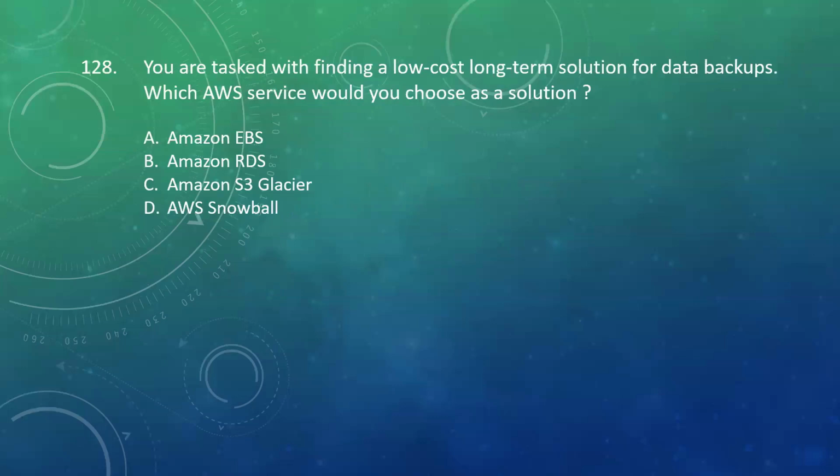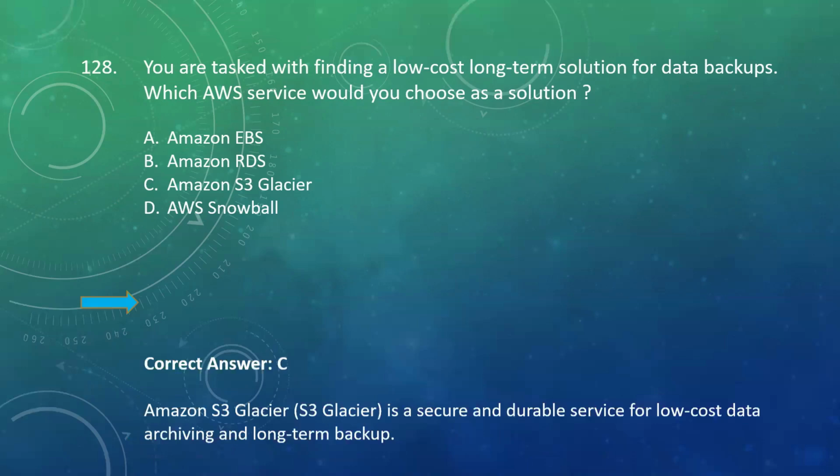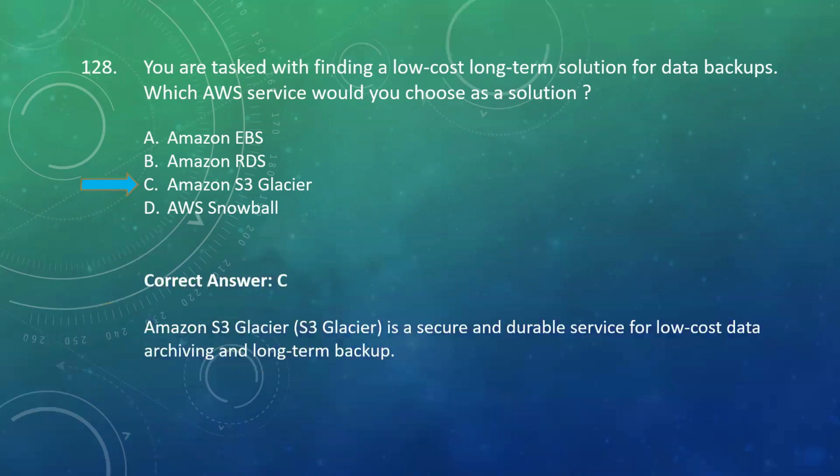You are tasked with finding a low-cost, long-term solution for data backups. Which AWS service would you choose as a solution? Your options are Amazon EBS, Amazon RDS, Amazon S3 Glacier, AWS Snowball. Whenever there is a talk about data backup and archiving solution in AWS, then you should look for S3 Glacier in the options. So the right answer is option C, Amazon S3 Glacier. It is a secure and durable service for low cost data archiving and long term backup.